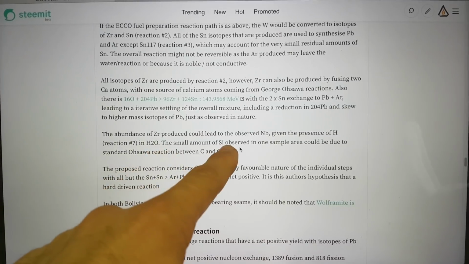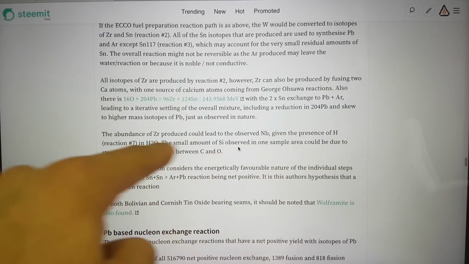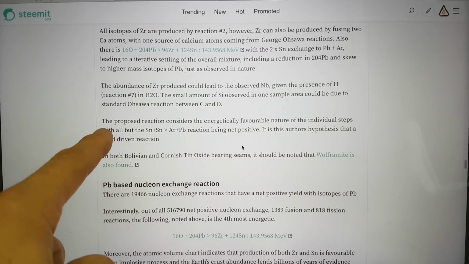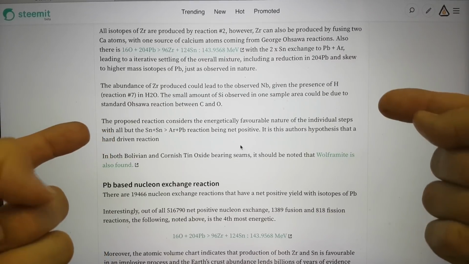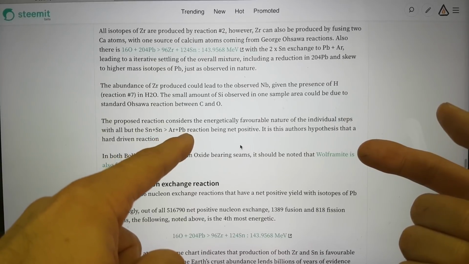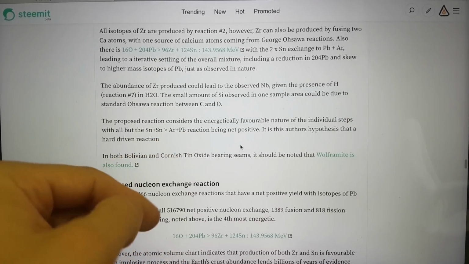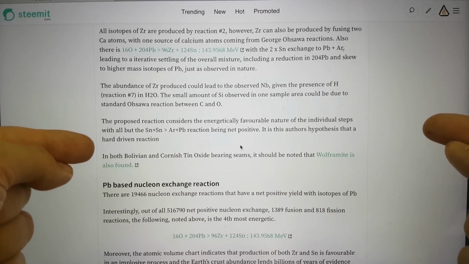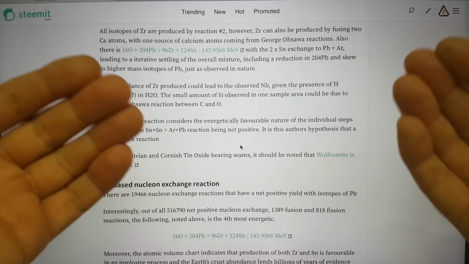The small amount of silicon observed in one sample area could be due to the standard Austrian reaction between carbon and oxygen. The proposed reaction considers the energetically favourable nature of the individual steps, with all but the Sn plus Sn to argon plus lead reaction being net positive. It is my hypothesis that this is a hard-driven reaction.